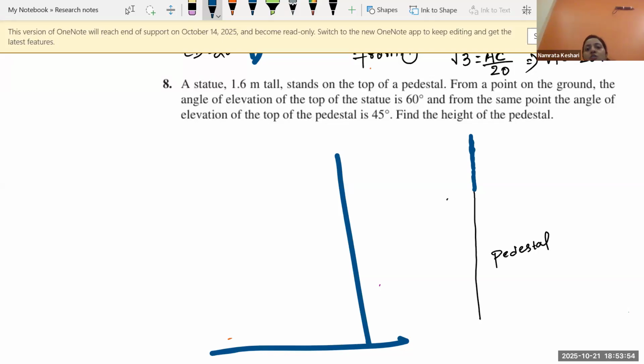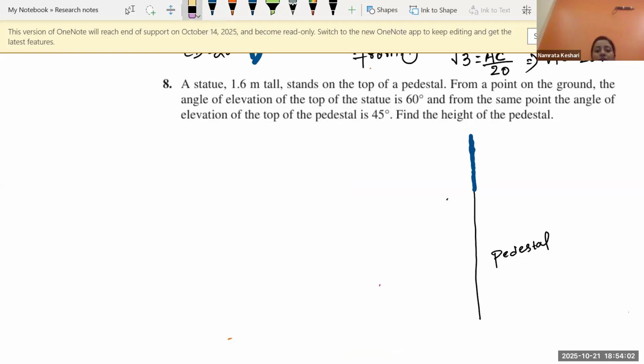Just like the previous question, the transmission tower was on the top of the building. Okay, here also the statue is on the top of the pedestal. If you draw the figure carefully this way, then you will be able to mark the angle of elevation properly. So from a point on the ground, the ground must be there, and a 90-degree angle must be there.